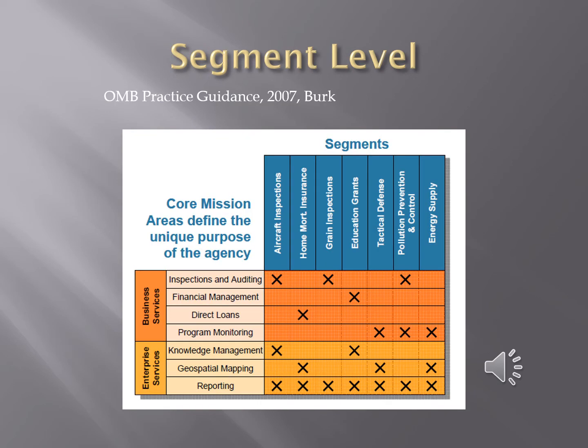Here we see the segment level from the OMB Practice Guidance 2007, Burke again. And we see the different kinds of segments. Some segments provide internal services, some segments are core mission areas. This is very important to understand, that some segments are core and some segments are supporting and some segments are just internal convenience. So there are many kinds of segments, and there are likely to be more than one segment in any organization. So there is one enterprise and multiple segments.